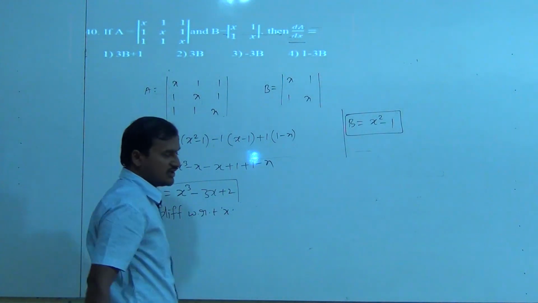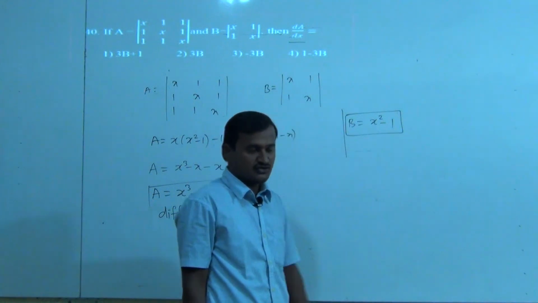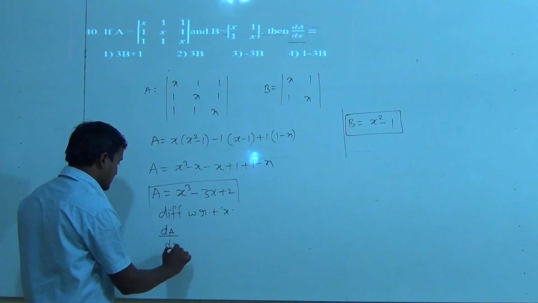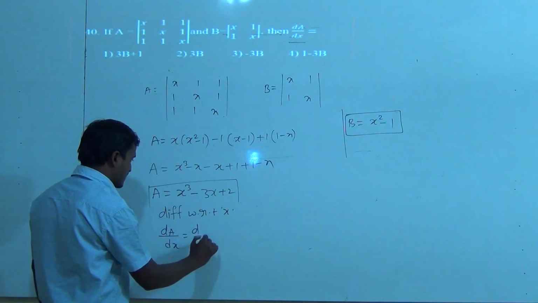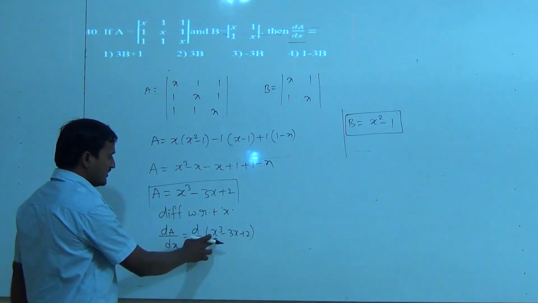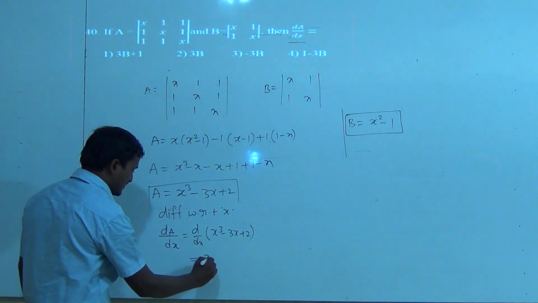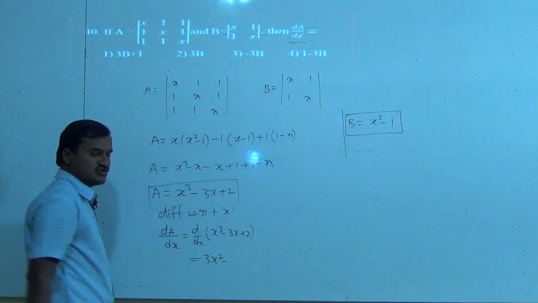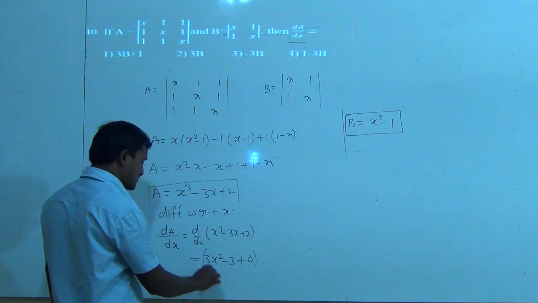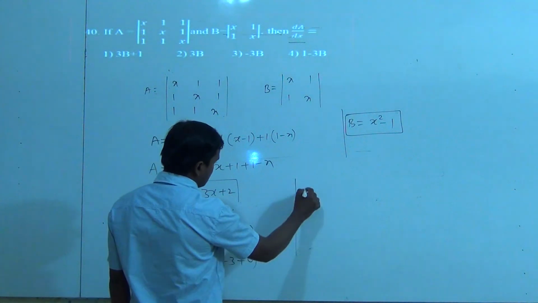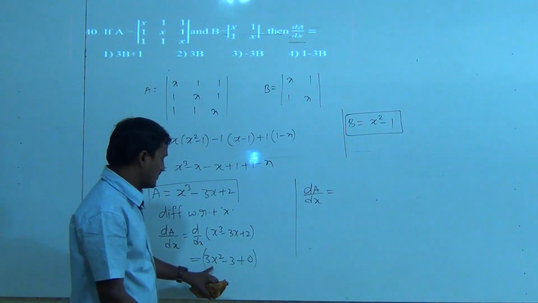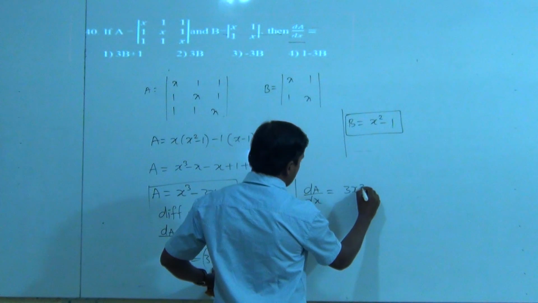You already know the differentiation of a function. So this becomes dA by dx, and differentiation of what? x cube minus 3x plus 2. Is it right? So what is the differentiation of x cube? That is 3x square. What is the differentiation of minus 3x? Minus 3. Differentiation of a constant is 0. So clearly you got like this. Differentiation of A with respect to x equal to 3x square minus 3.